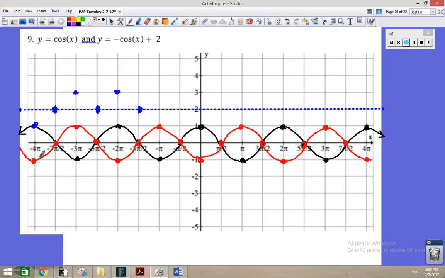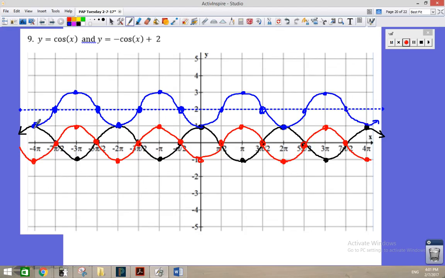So I've got this going like this, like this. I thought something looked kind of goofy. Then I'm up 1, then I'm back to the center line, then I'm at my minimum, I'm back to the center line, I'm at my maximum, I'm back to the center line, I'm at my minimum, then I'm back to the center line. Do you see how it has a pattern?